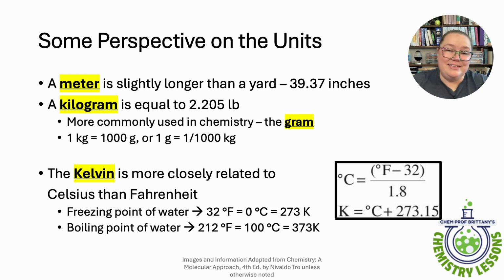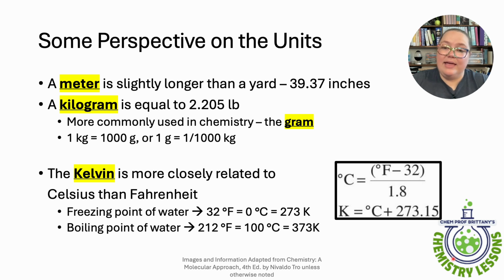More commonly used in chemistry is the gram. A kilogram is a lot of stuff, and that would be very, very expensive for us to be doing very large scale experiments like that. So we will be using the gram. And a kilogram is 1,000 grams, or 1 gram is 1/1000th of a kilogram.